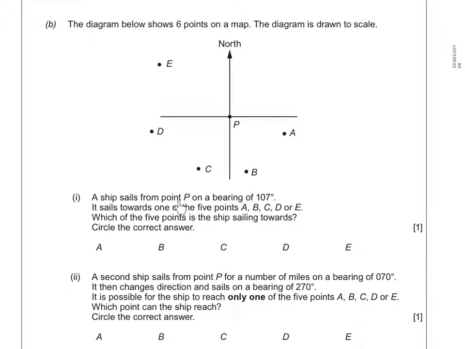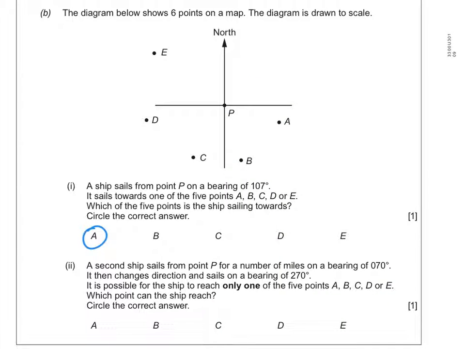A ship sails from point P on a bearing of 107 degrees. So again, we're starting from P and we're travelling on a bearing of 107 degrees from P, which again, using a bit of logic, you can see if this is 90 and that's 180, we know we're sort of going to be heading towards there, I got a feeling. So it sails towards one of the 5 points. Which of the 5 points is it sailing towards? Well, I'm just going to make sure, and I'm going to mark here 107 degrees from P, which you won't be able to see, but this angle here is 107 degrees.